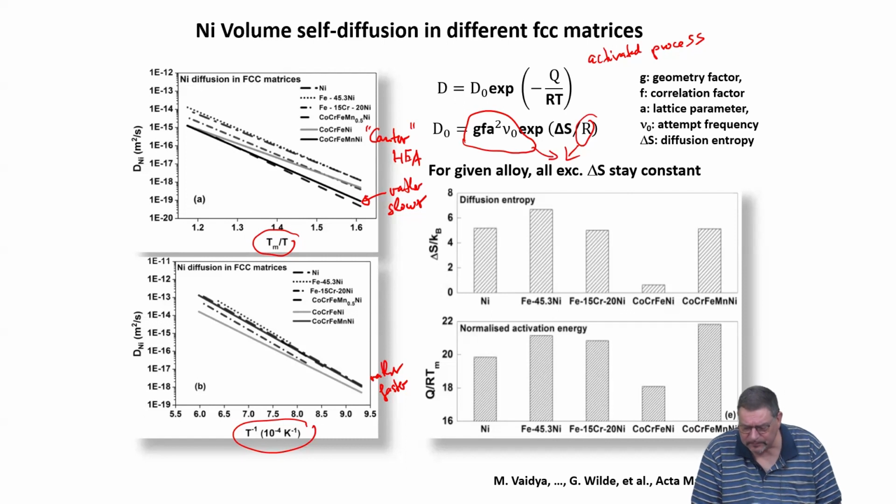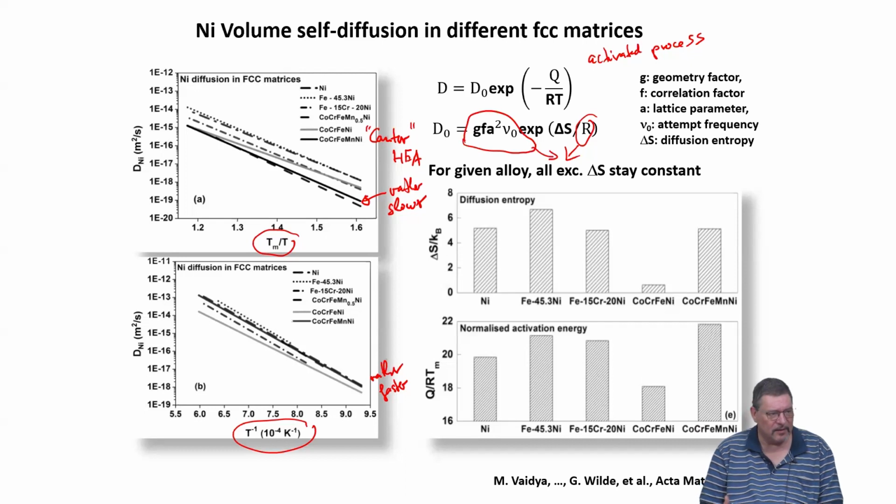What we see here is again a comparison of diffusion entropy and activation energy for diffusion, self-diffusion in the volume, for these different matrices, always referring to nickel as the diffusing element. And there you can see that basically you have a stronger difference in the behavior for the 4-component system, but not for the 5-component system, right?